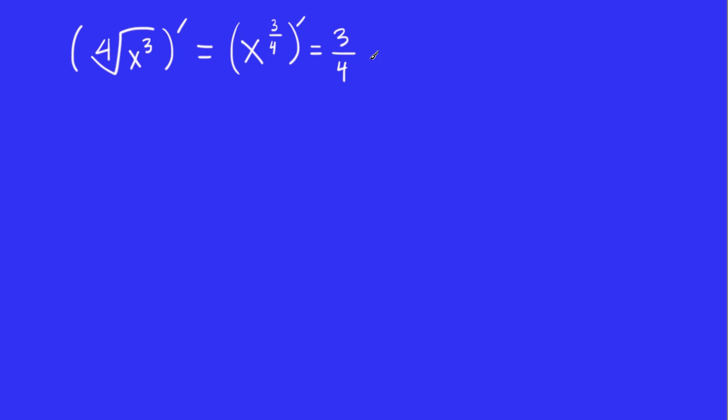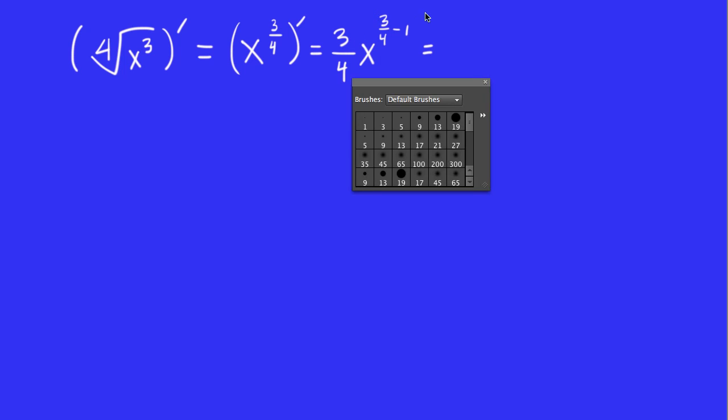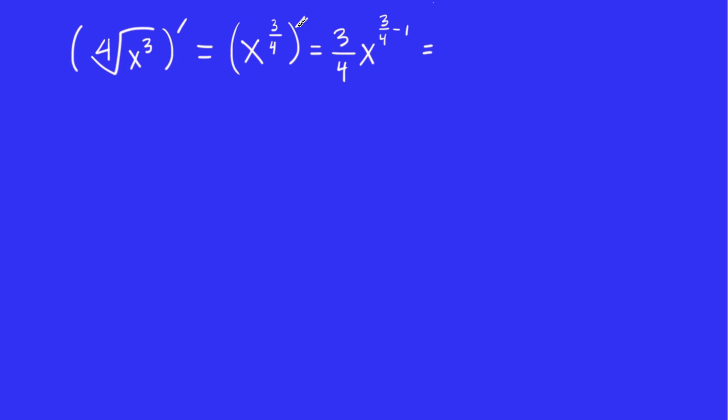3/4 comes to the front. x to the power of 3/4 minus 1. Notice there's no more prime symbol, right? Because now the derivative is done. Over here, there's a prime symbol still because we hadn't done the derivative yet. We just rewrote the function into a more friendly form. But now we've actually done the derivative and the prime sign disappears.